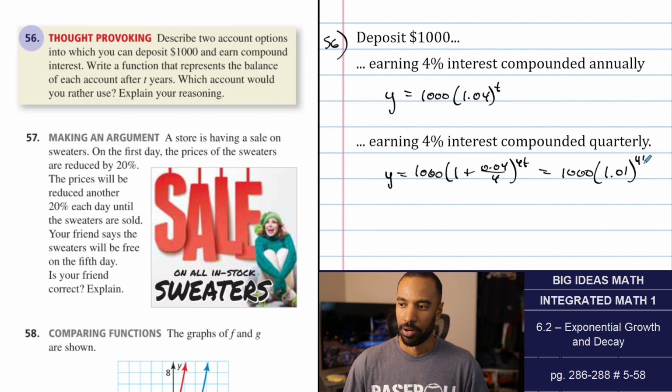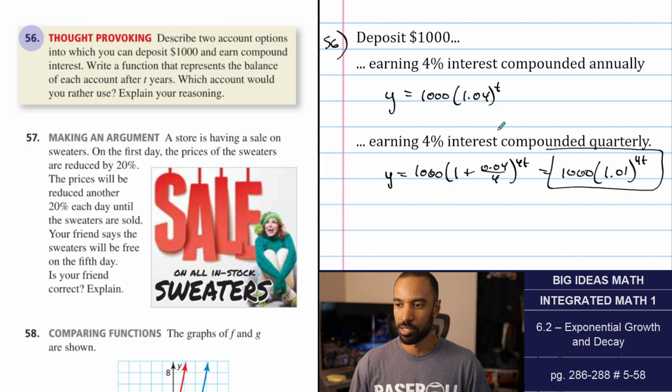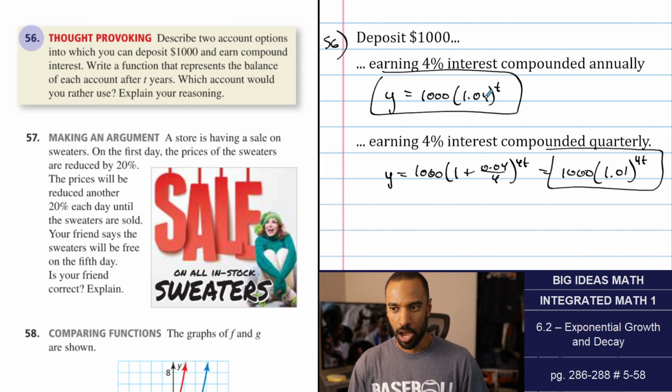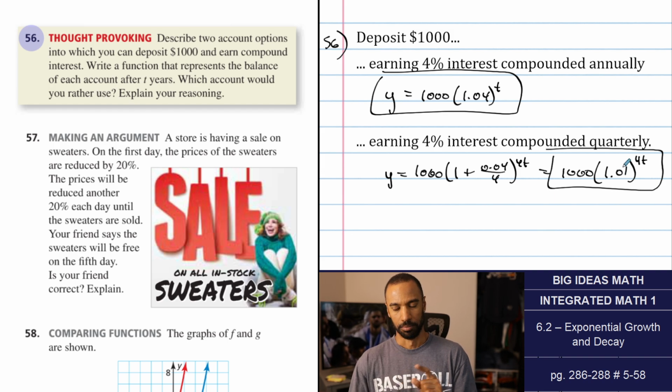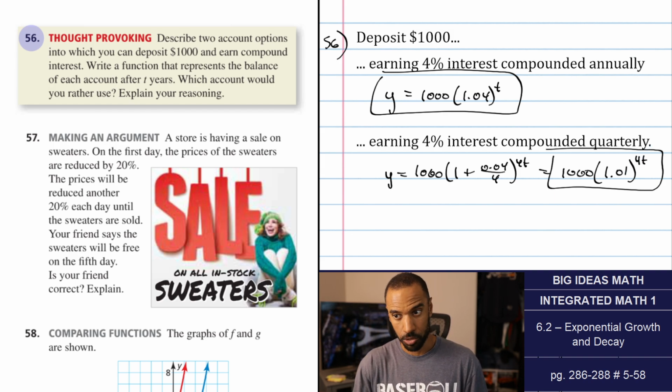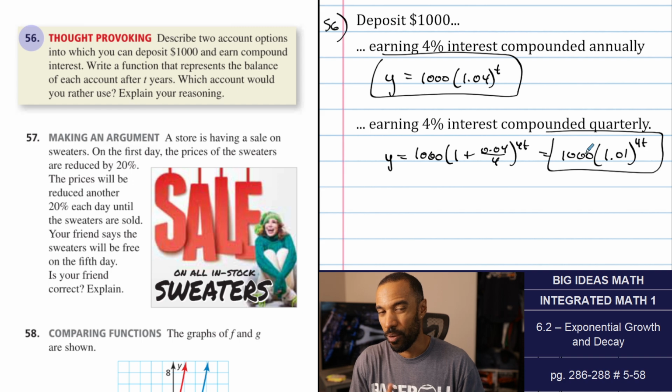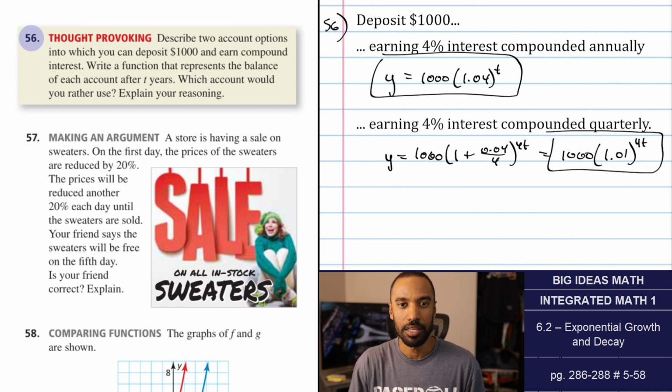to the 4t power. Now, the interesting part here is you look at these and you might say, oh, I like this one more because 4 is more than 1. Yeah, but this one has a 4 here. You're like, oh, so they're the same. Not quite the same. Quarterly is slightly bigger than the other one, and I say slightly, especially at 1%. It's not going to be much of a change.